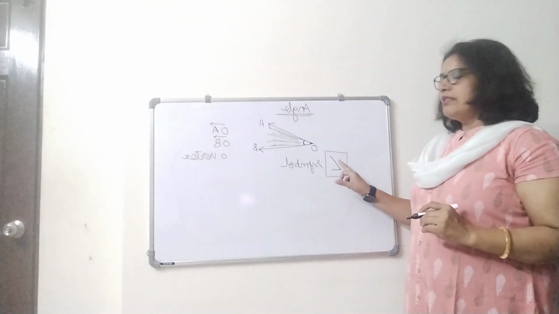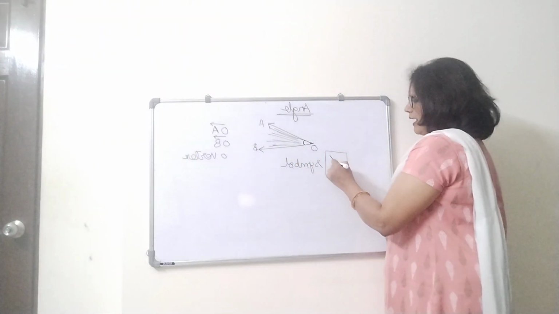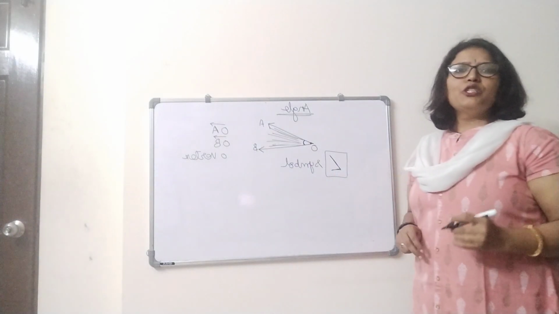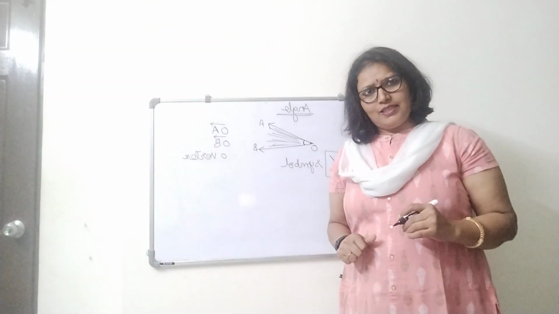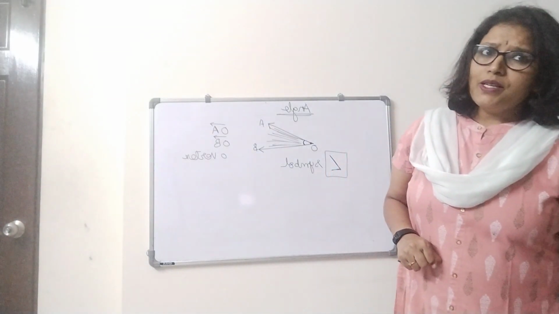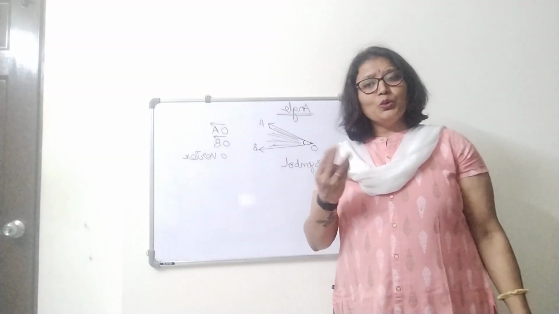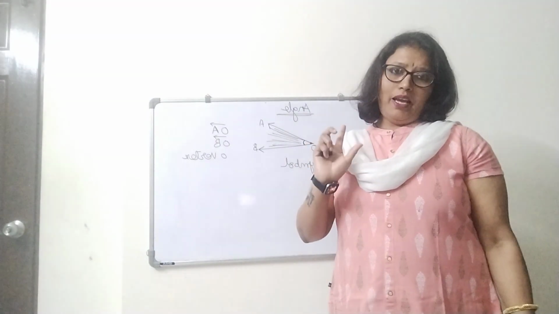And the symbol is like an L shape. This symbol is used to show the angles. So now you understood what an angle is. Now we'll move to the rotation of the angles.